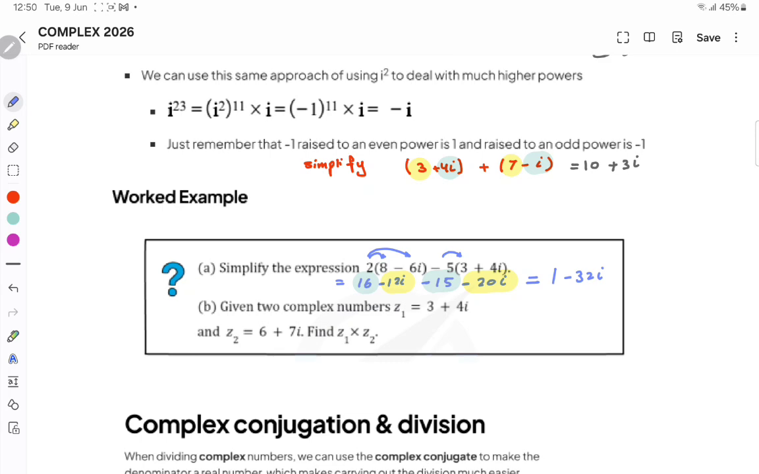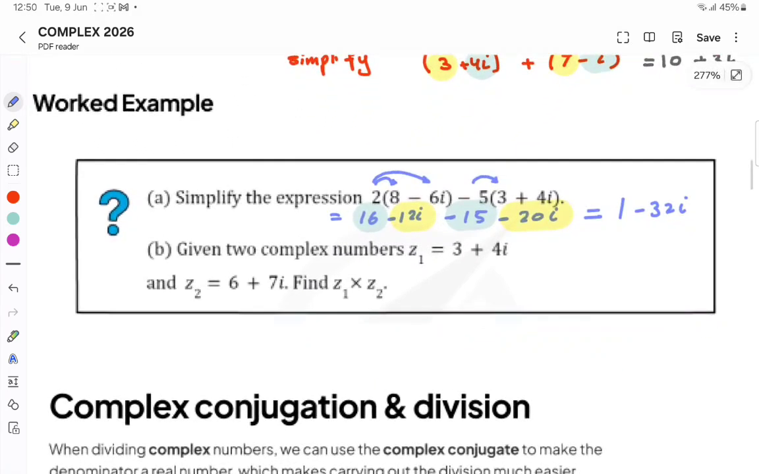In multiplication, we also multiply normally, in part P here. It says, given two complex numbers Z1 and Z2, find Z1 times Z2. So we just do that. Z1 times Z2 is equal to the first complex number, 3 plus 4i, times the second one, 6 plus 7i.